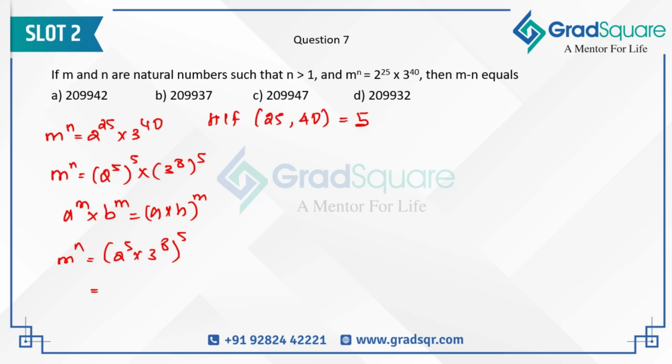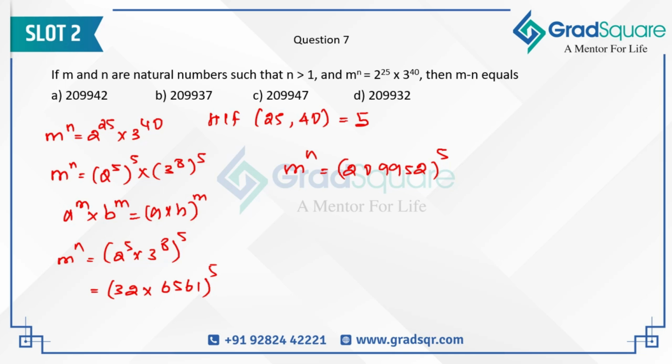Now what is 2 power 5? 2 power 5 is 32 and 3 power 8 is what? 6561, to the whole power 5. So if I multiply the base values, m power n will become 20,992 to the power 5.